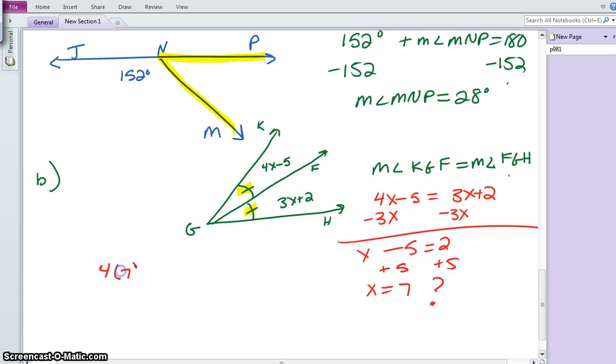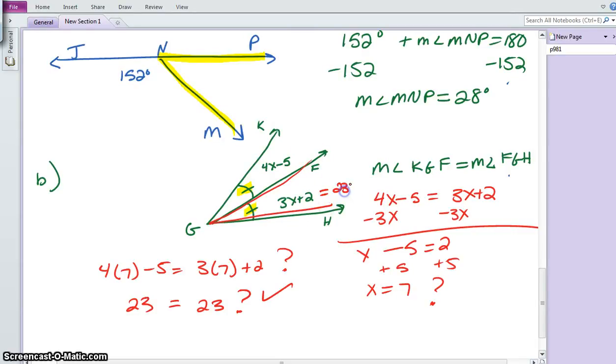Is 4 times 7 minus 5 equal to 3 times 7 plus 2? 28 minus 5 equals 23, and 21 plus 2 equals 23. True? True. But I am not asked for x. I am asked for the measure of angle FGH. FGH is this guy. They both equal 23 degrees.